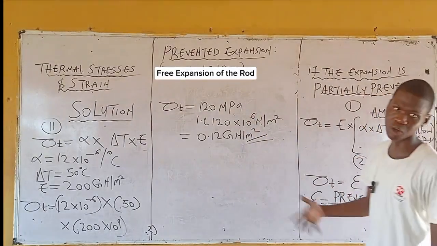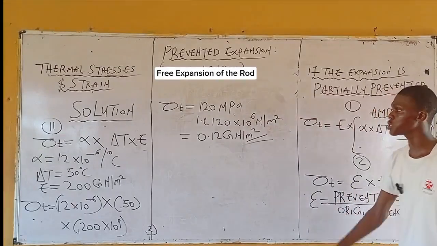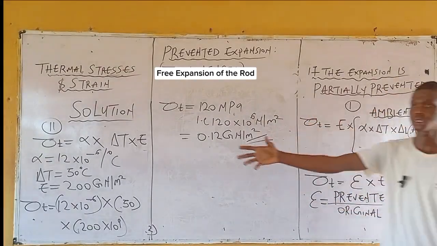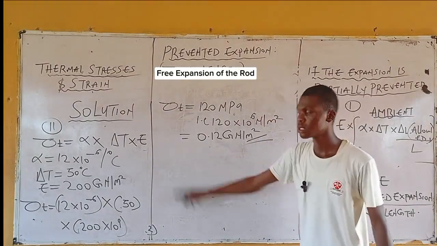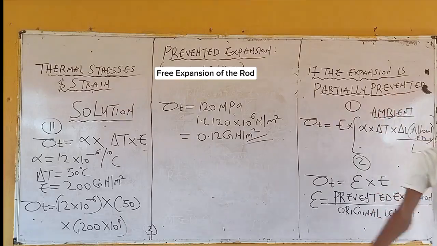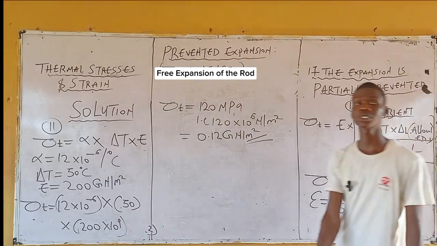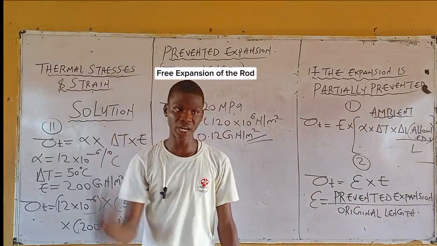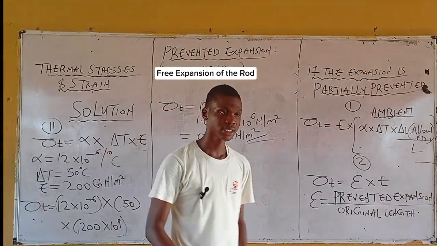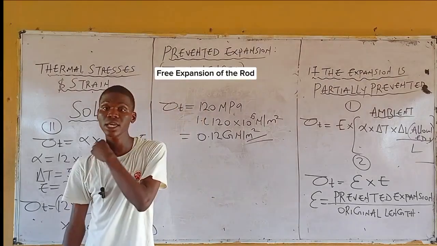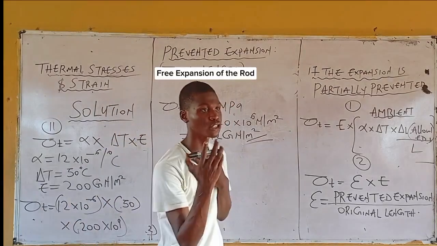We've been solving a particular question since morning, right? The first question, we've done that, free expansion. The second question, prevented expansion. This is what we got. Now, from here, what's the last one? When the expansion is partially prevented. Prevented by what? By 6 millimeter.